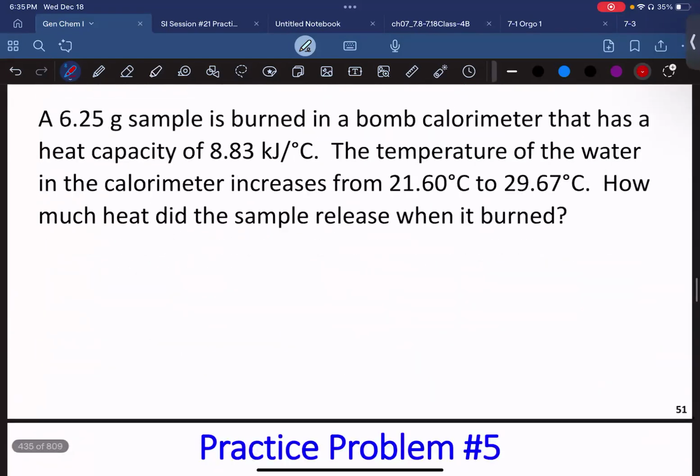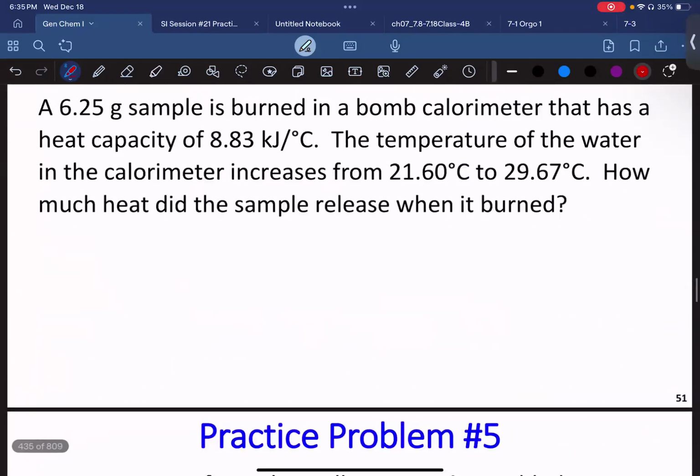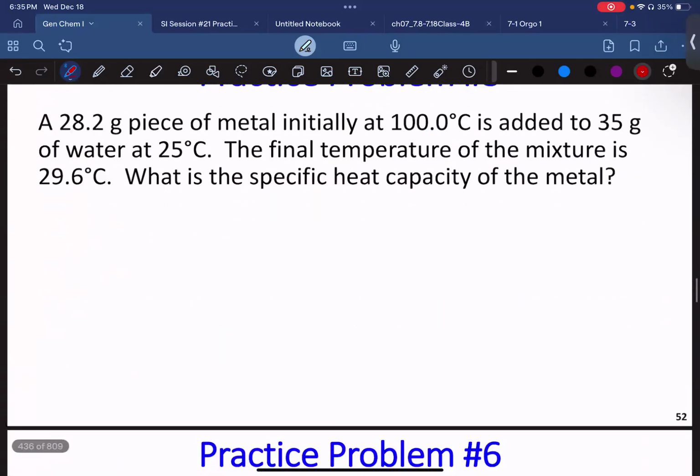Okay, sounds good. All right, anyone want to go through any of these practice problems?